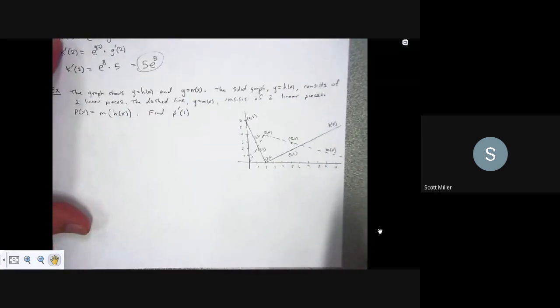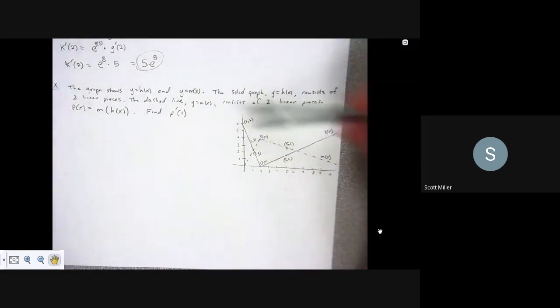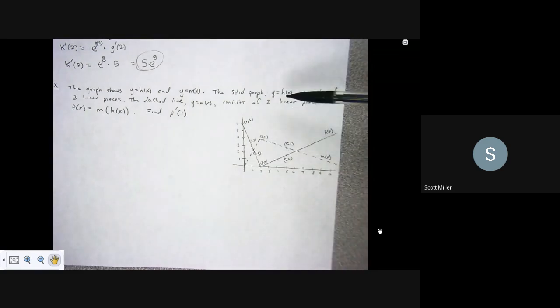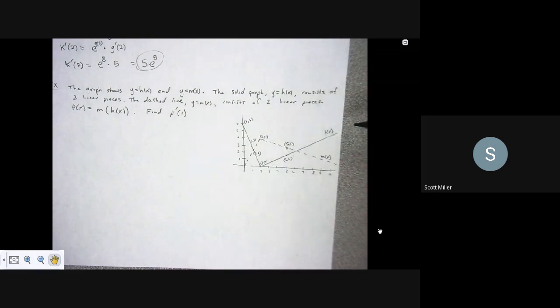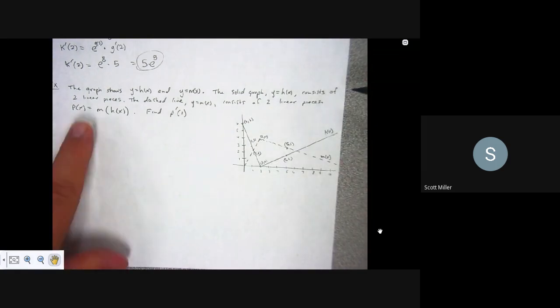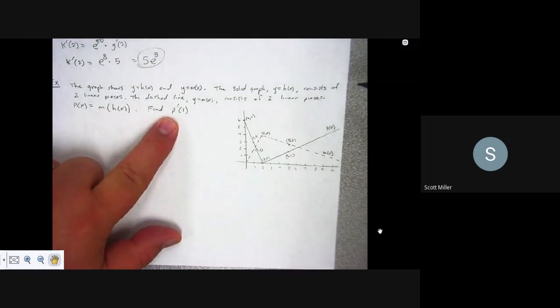Here's a graphical way they might ask you to find derivatives. So the graphs of h and m are shown. h is the solid one, m is the dotted one, so you can see it. Okay. There's some various numbers on here. These are all line segments. p of x is m of h of x. And so what is p prime at 1?